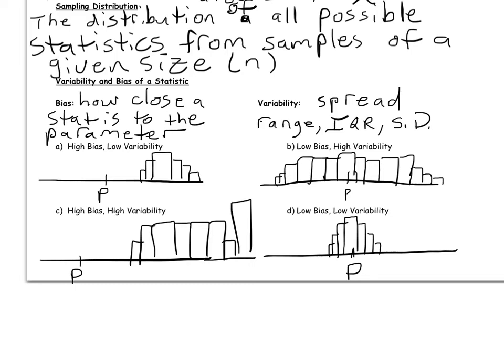So it's wildly variable results, and the results are nowhere close to the number that I'm actually trying to measure. So C is kind of like the worst case scenario.